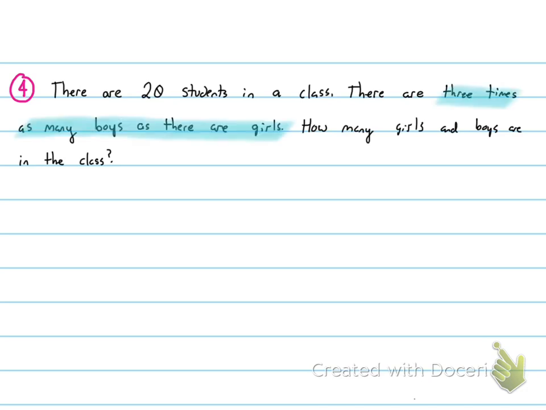I'm going to start with this sentence. There is 3 times as many boys as there are girls. So for however many girls there are, if I times by 3, I'm going to get my number of boys. And to kind of simplify this, I'm just going to write 3g equals b. Now, since I have 2 variables, I need a second equation to solve. So I'm going to use my other piece of information. There are 20 total students in the class. So the number of girls plus the number of boys equals 20.